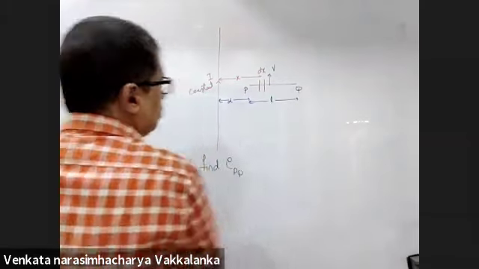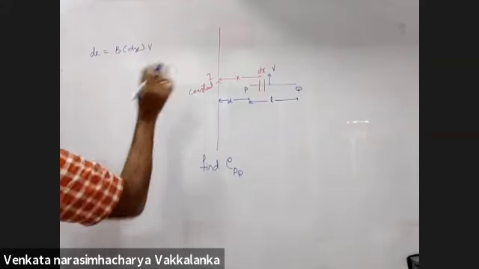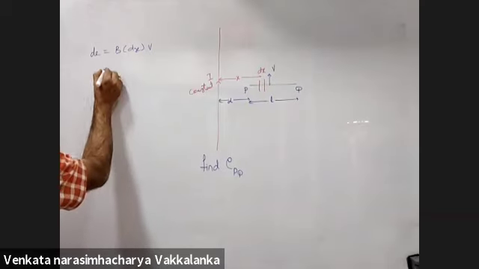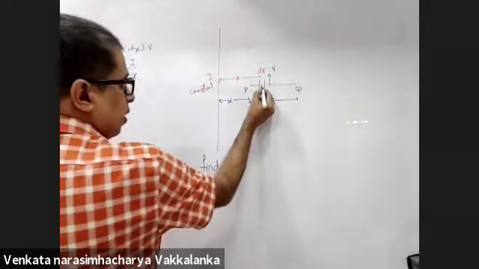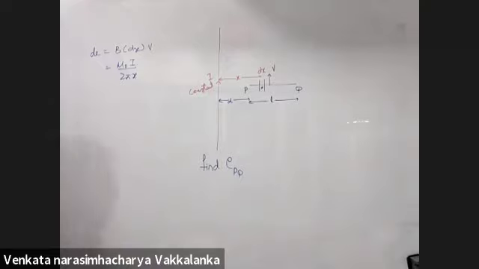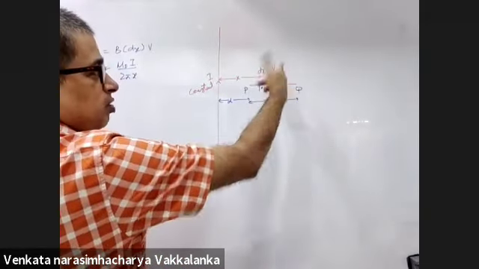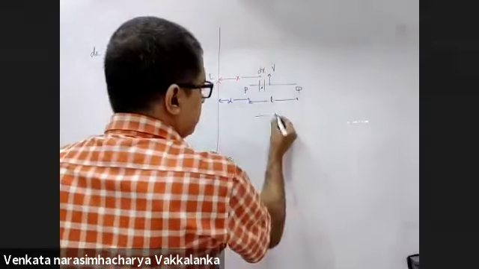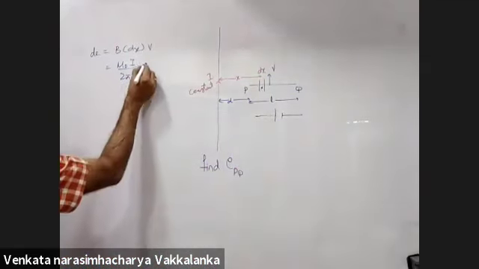Motional EMF across dx will be dε = B L V. Do you agree with that? Yes. Now, B is mu naught I by 2 pi x. Because of the infinite long wire, the magnetic field is perpendicular to the board, inwards. Right? For the direction of motional EMF, V cross B: thumb is the velocity, forefinger is the magnetic field, middle finger is the current. Current inside the battery will go from negative to positive. So for PQ, this will be the direction of the battery.